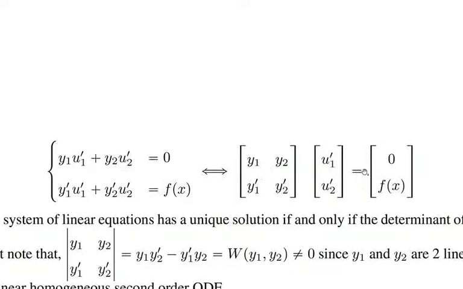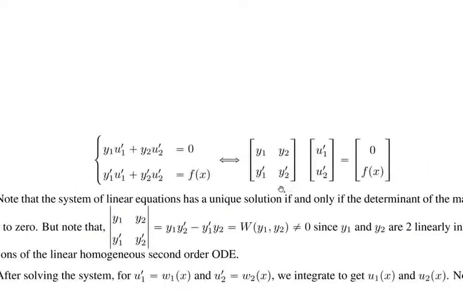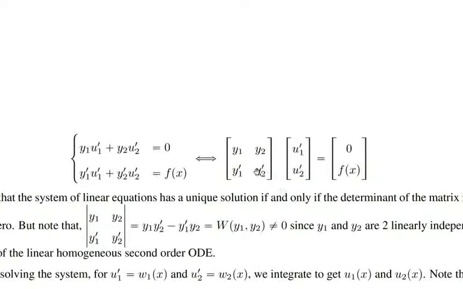So the question is, does the system of linear equations have a unique solution? Recall that it has a unique solution if and only if the determinant of this matrix is not equal to 0. So what is the determinant of this matrix? The determinant of this matrix is nothing but the Wronskian of y1, y2, right? And recall that this Wronskian is never equal to 0 because y1, y2 form the fundamental set of solutions for my second order linear ODE.